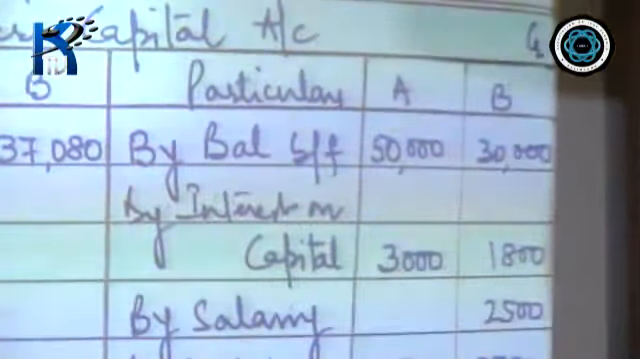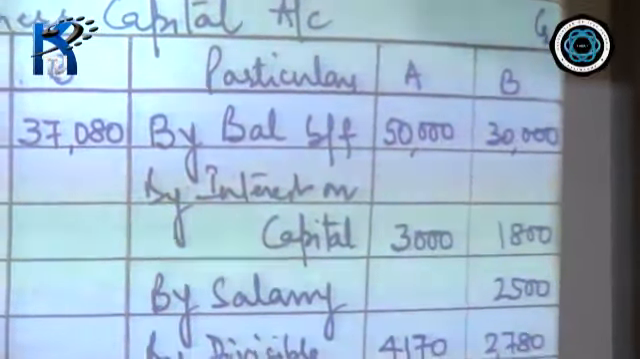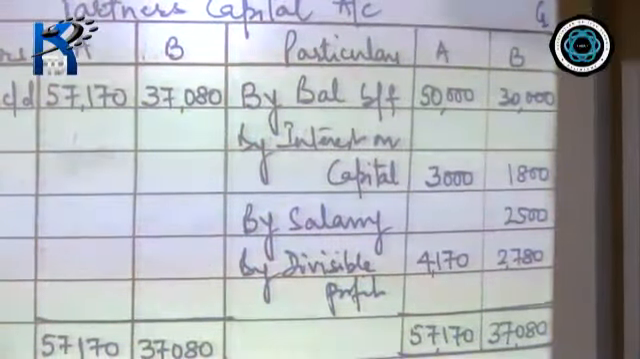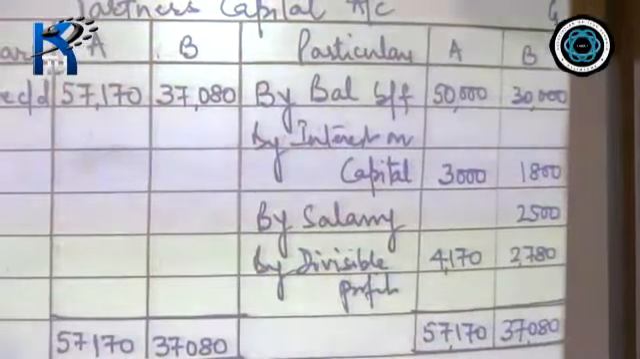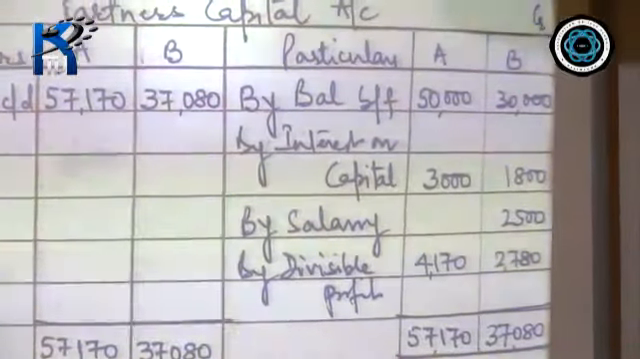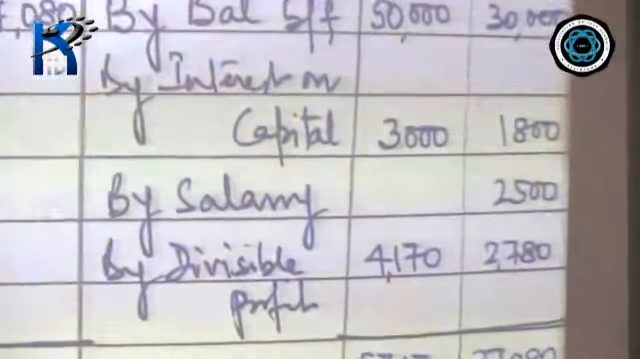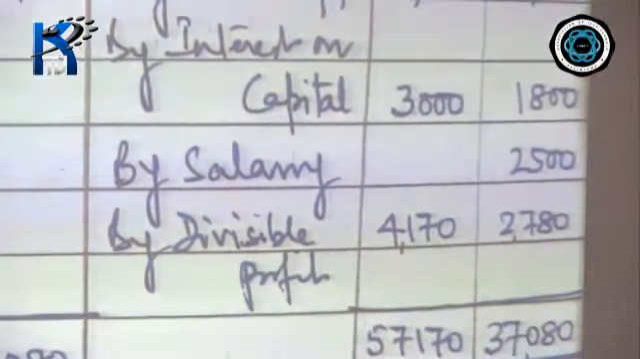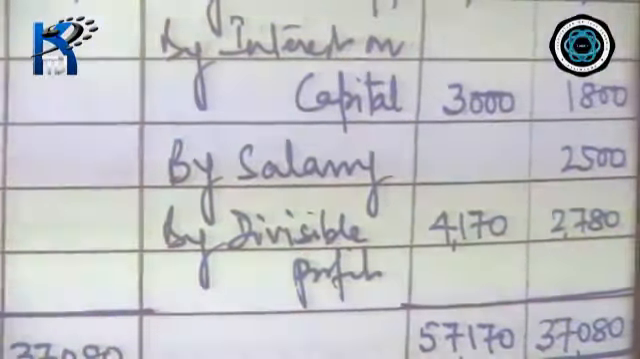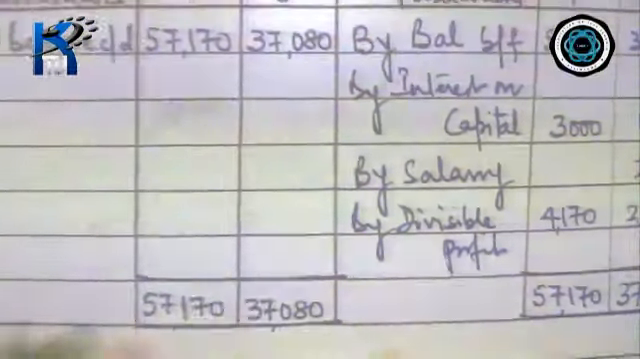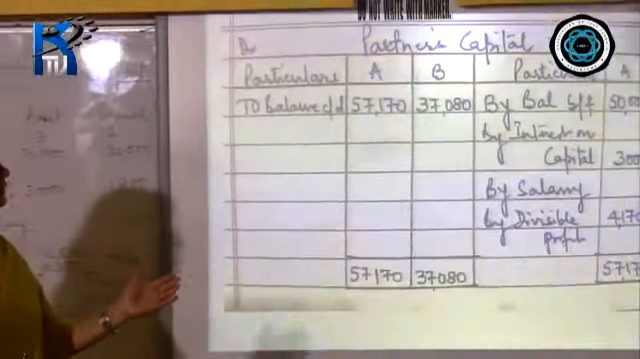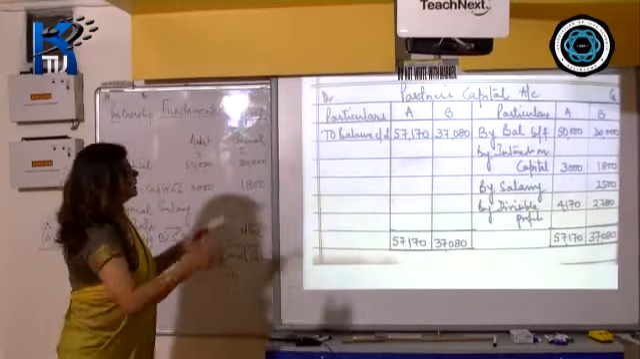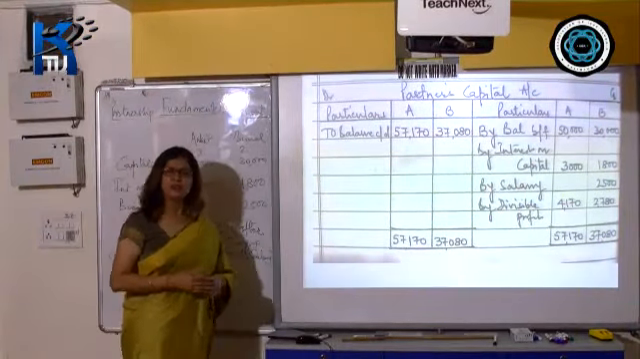The next content there is by interest on capital. The partner is supposed to get interest on capital from the firm. So it comes on the credit side. By interest on capital, 3,000 and 1,800. By salary. B is supposed to get a salary of 2,500. So we've not given anything to A. The salary amount goes to B's column. And then ultimately the divisible profit that was calculated in the P&L appropriation account, 4,170 for A and 2,780 for B.